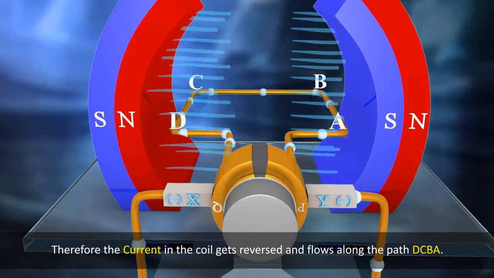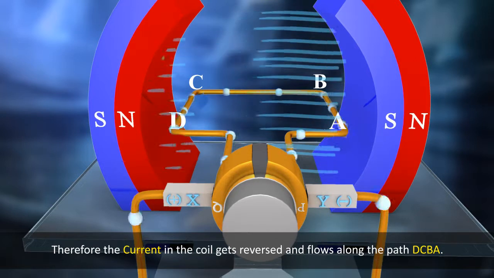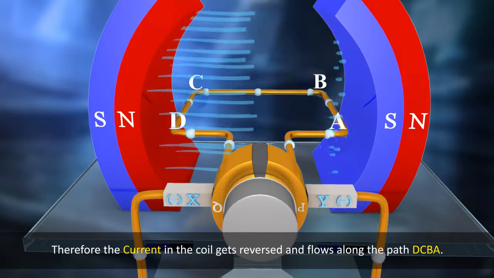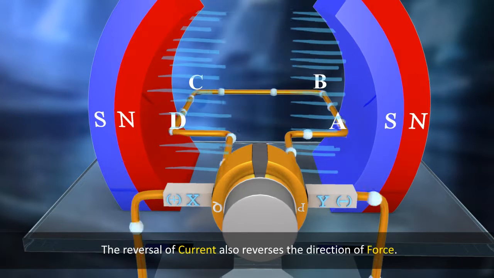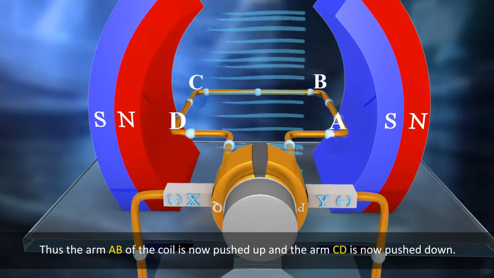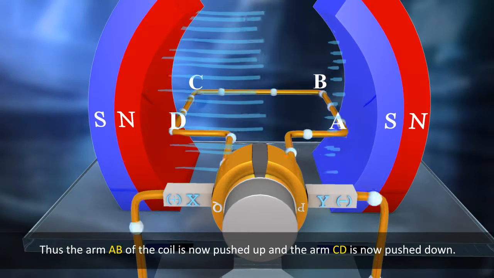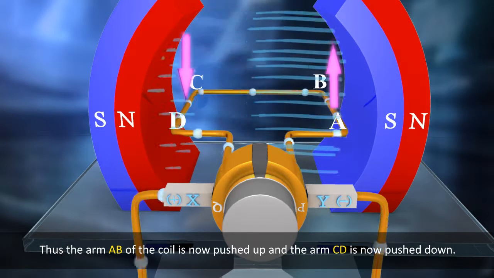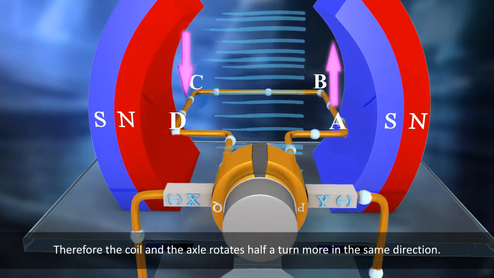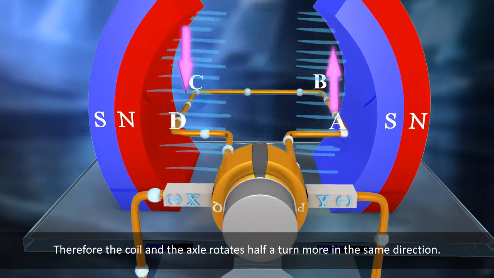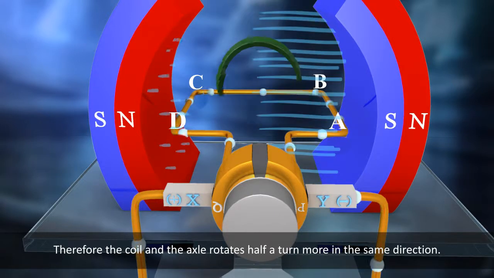Therefore, the current in the coil gets reversed and flows along the path DCBA. The reversal of current also reverses the direction of force. Thus, the arm AB of the coil is now pushed up and the arm CD is now pushed down. Therefore, the coil and the axle rotate half a turn more in the same direction.